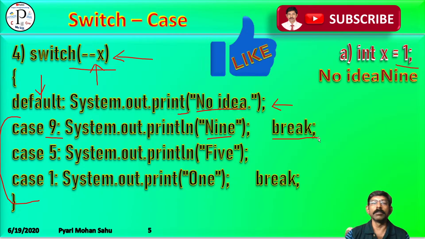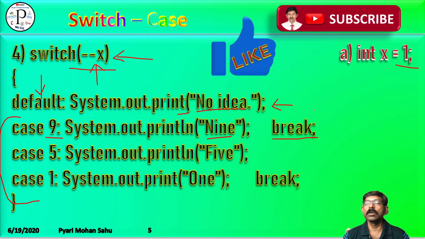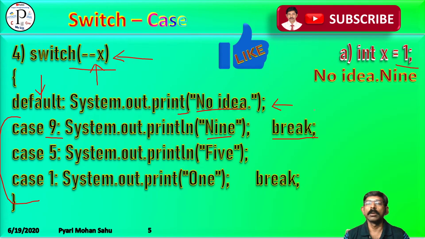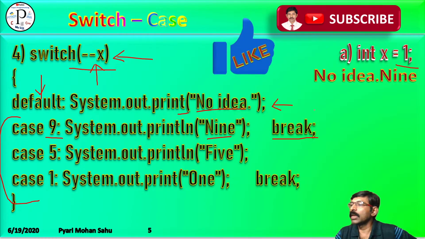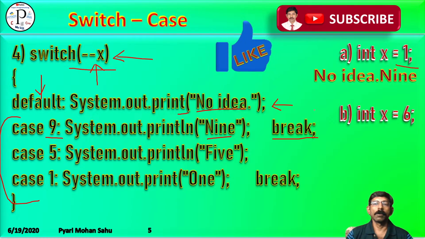Now here I made a mistake. I forgot to give the dot over here. No idea dot is required. My answer had the dot missing. Now it is the correct answer. No idea dot has to be available. Okay, Mona Lisa, only no idea is not the answer. Next is if x value is 6. If x value is 6, what will be the output?